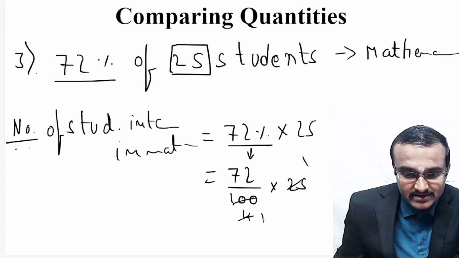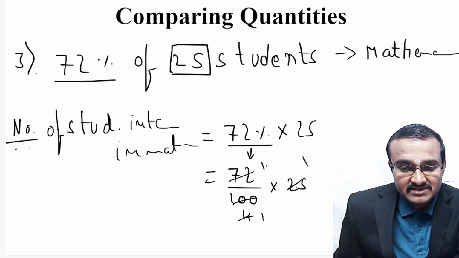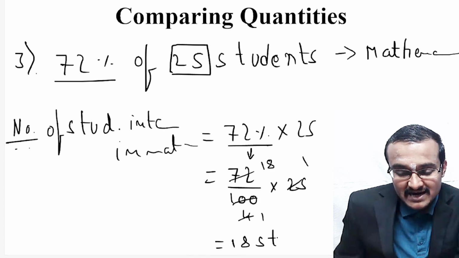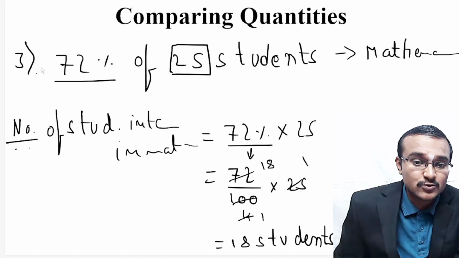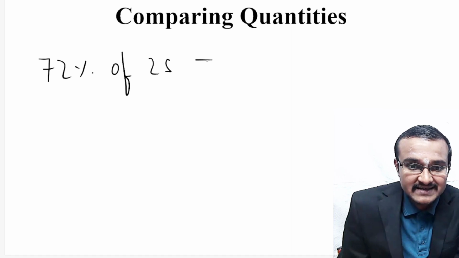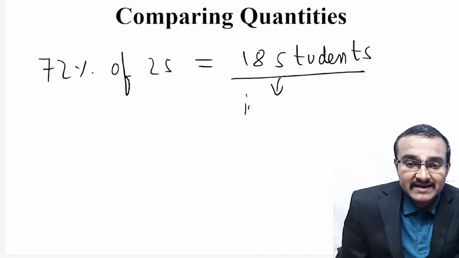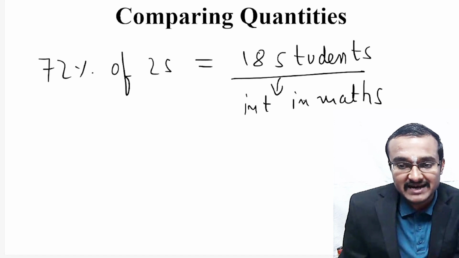So again you can calculate this. 4 ones are 4, so 3 will be remaining, 32. 4 8s are 32. So 18 students are there. That means 72 percentage of 25 students is actually 18 students. So here you can clearly see 18 students are interested in mathematics subject. So 18 students are actually interested in maths.